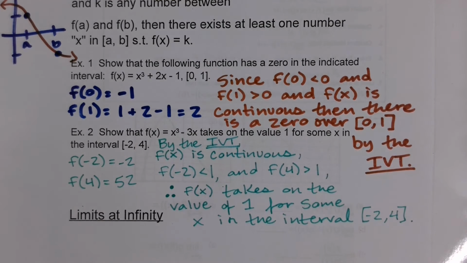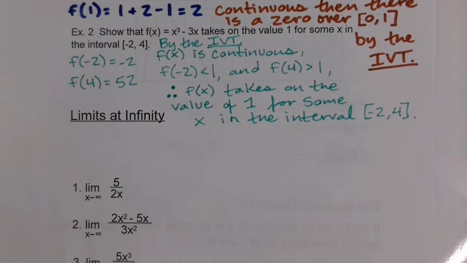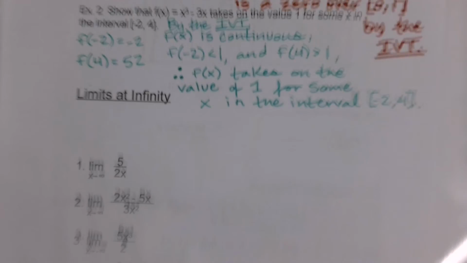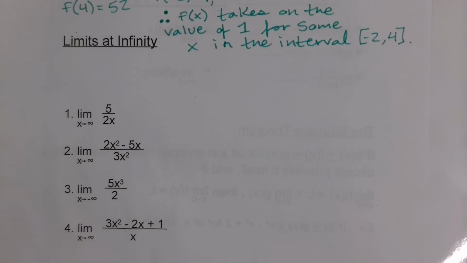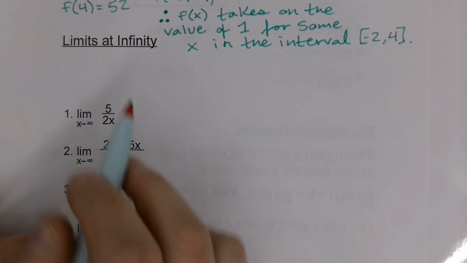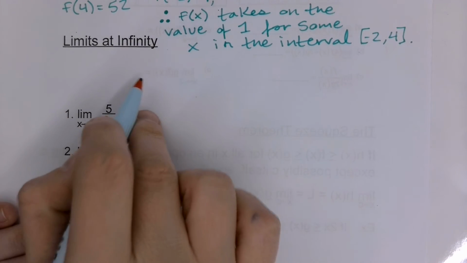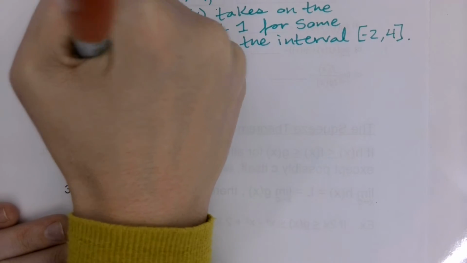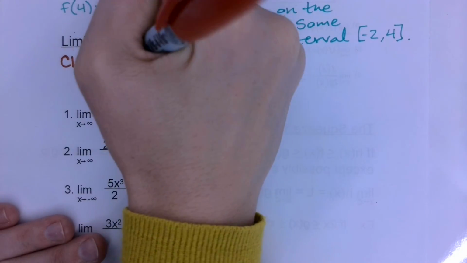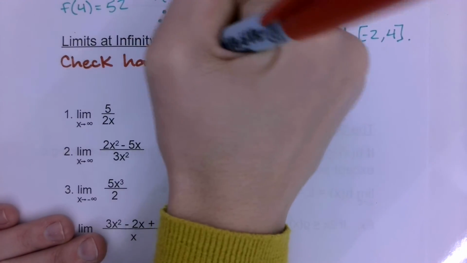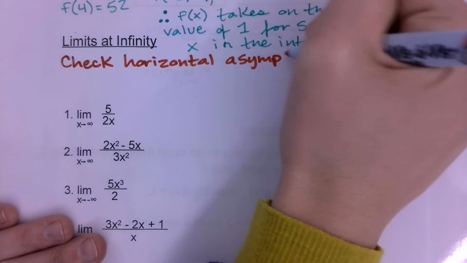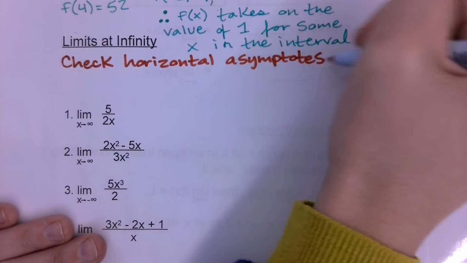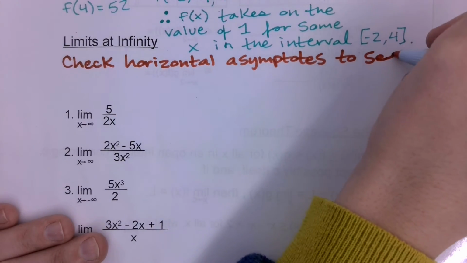Okay. We've got some loose ends with our limits. So we've got some limits at infinity. I keep saying that we're going to re-go over it, and here we go. So our limits at infinity, the first thing that we are going to check is to check horizontal asymptotes, to see if the function is bounded.